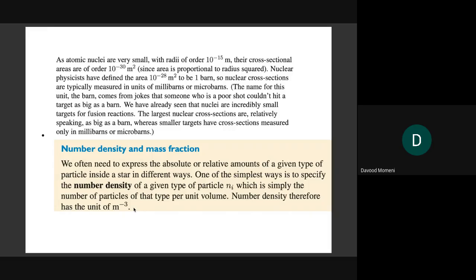There is a paragraph here about why they call it a barn. You can read it yourself.